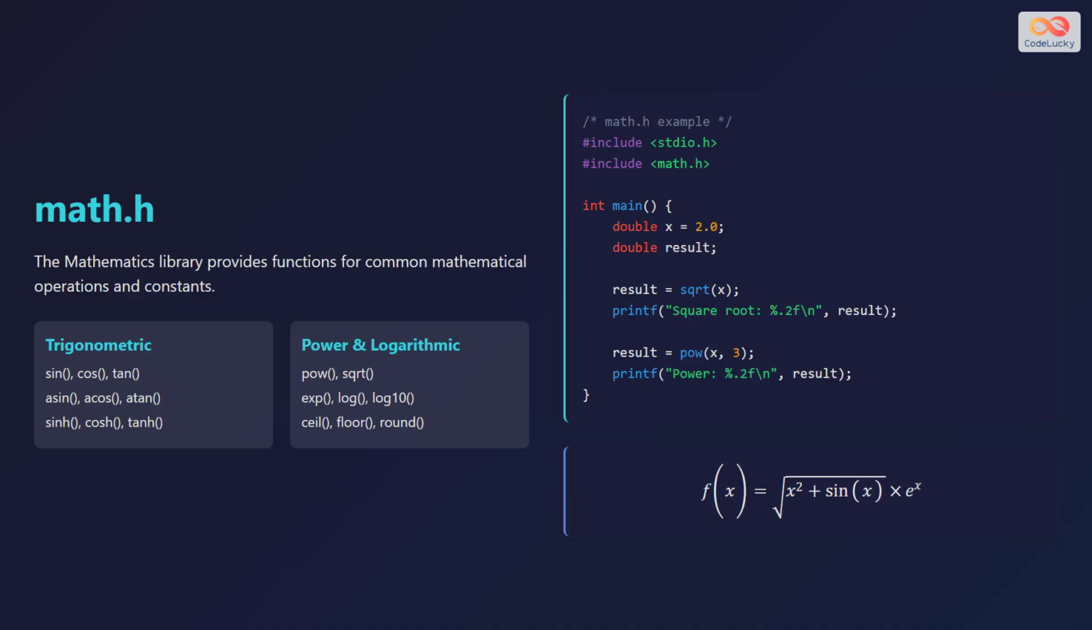Here is a demonstration of using math.h. This code calculates the square root of 2.0 and then raises 2.0 to the power of 3. Here's a more complex mathematical formula presented using MathML. This shows how math.h could be used in more advanced calculations.